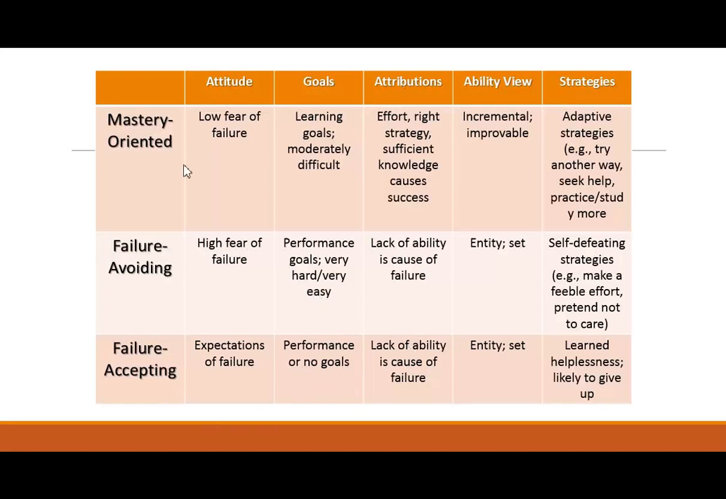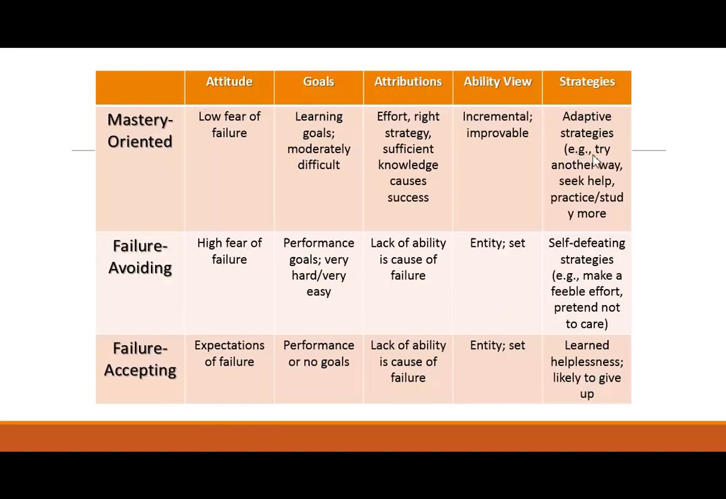In terms of attributions, mastery-oriented people are able to attribute things to effort, to using the right strategy, to sufficient knowledge that has caused their success. When they avoid failure, they have a lack of ability that causes their failure. Same with failure accepting, lack of ability. It's all about ability. This is an entity view, as we see here. Whereas mastery-oriented is incremental and improvable views of intelligence and performance. In entity, it's fixed.